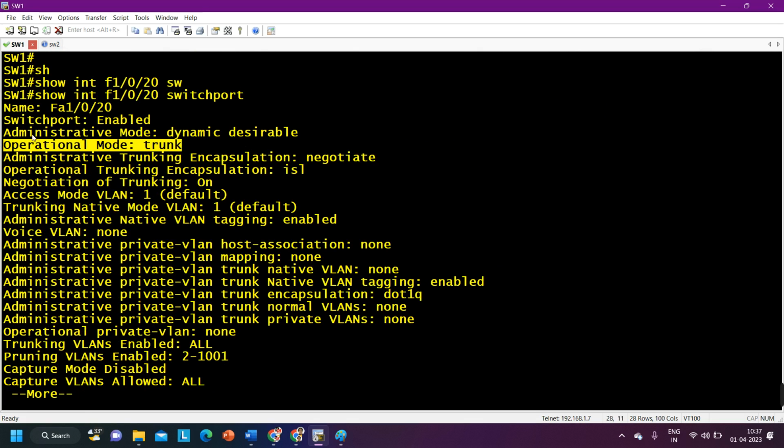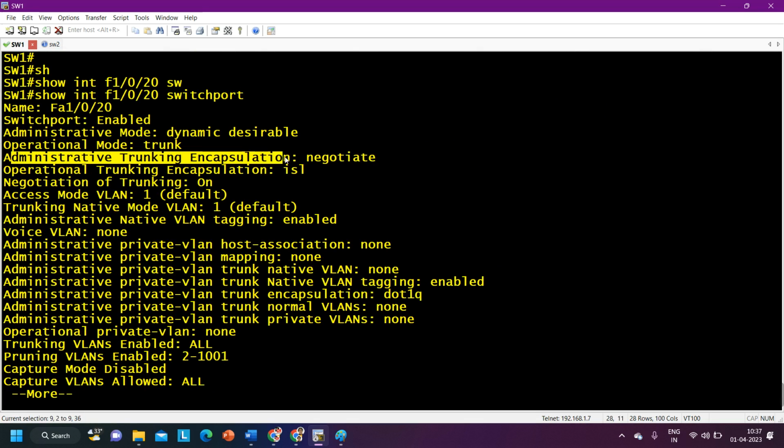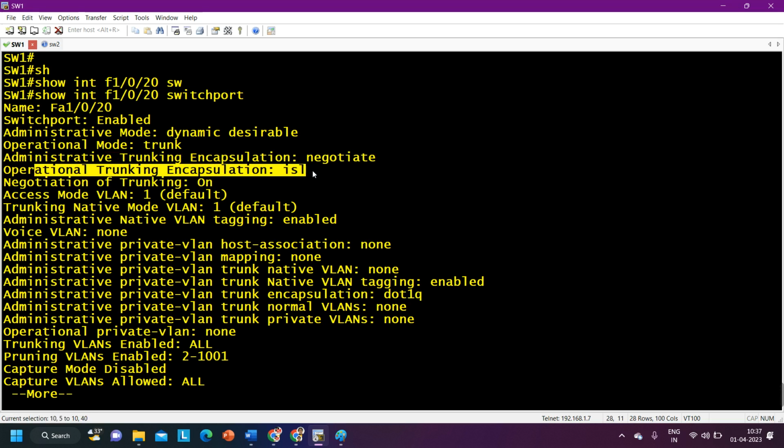Yes or no? And here you can see administrative trunking mode is negotiate, but operational mode is what? ISL. So it can be .1Q, it can be ISL only. Yes, or it can be native. Got it guys? So here if I change the encapsulation mode, what will happen? Switch 2 will also negotiate.